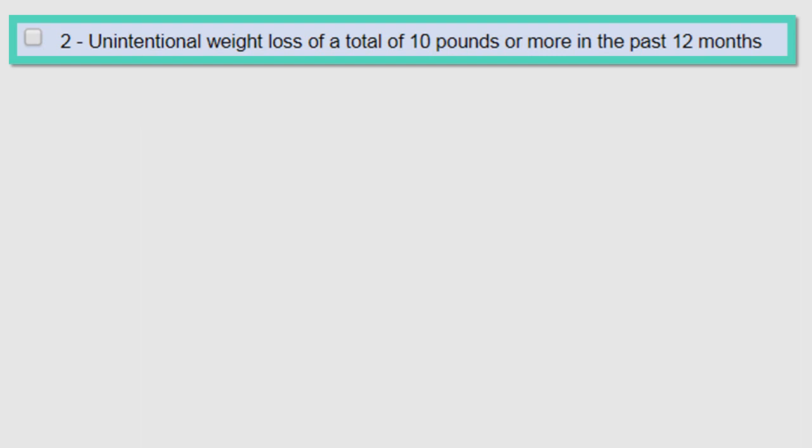Response 2. Unintentional weight loss of a total of 10 pounds or more in the past 12 months. As part of the physical assessment, a baseline weight should be assessed. Additionally, the patient history and physical, hospital records, or other documents should be reviewed, as well as interview of the patient and/or caregivers. Appropriate interventions to include on the plan of care might be: assess weight and teach maintaining weight log.